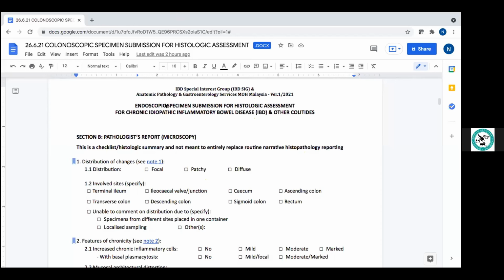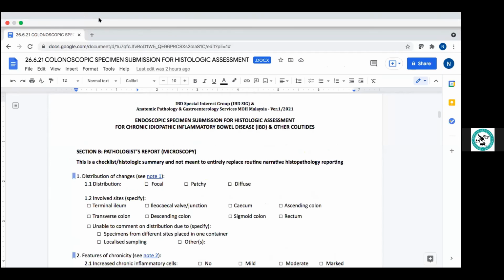Okay, next question from Dr. Irene. Would you recommend a certain number of levels before we would satisfactorily conclude the absence of microgranulomas in suspected Crohn's disease cases?